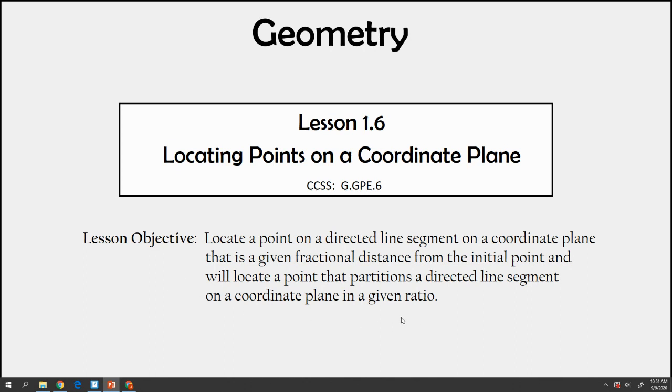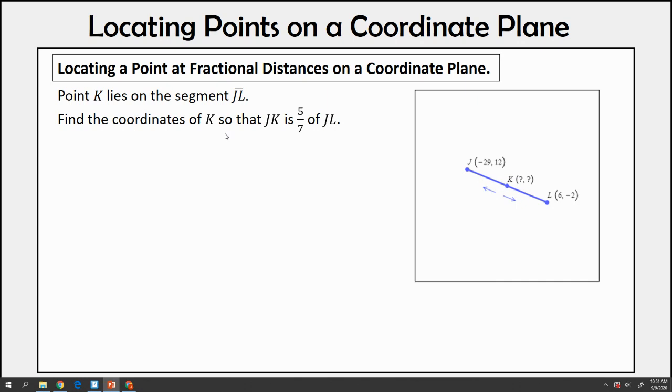Okay. I think the best way to go about it is to show you an example. And through the examples, you're going to see the three-step process that I go through to get to my solution. So what we have here is point K, said to be on line segment J to L. We want point K to be located so that it is 5/7 of the distance from J to L. So I want J to K to be 5/7 of the distance from J to L.